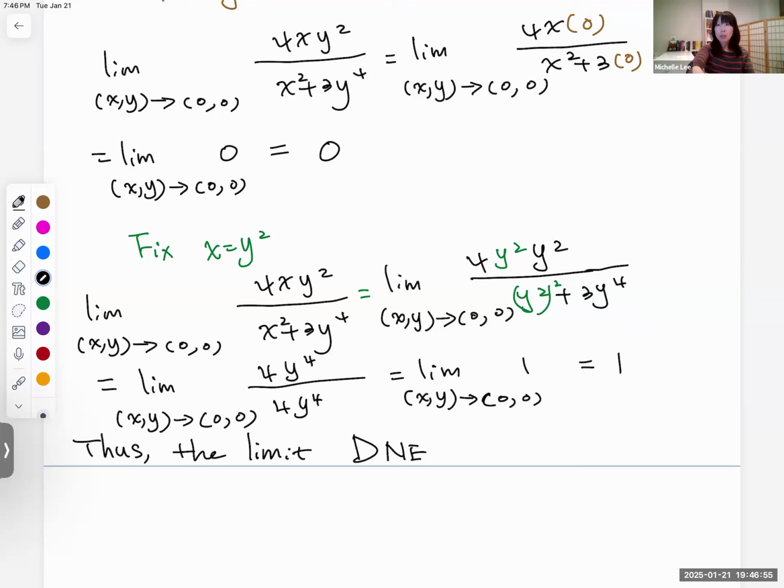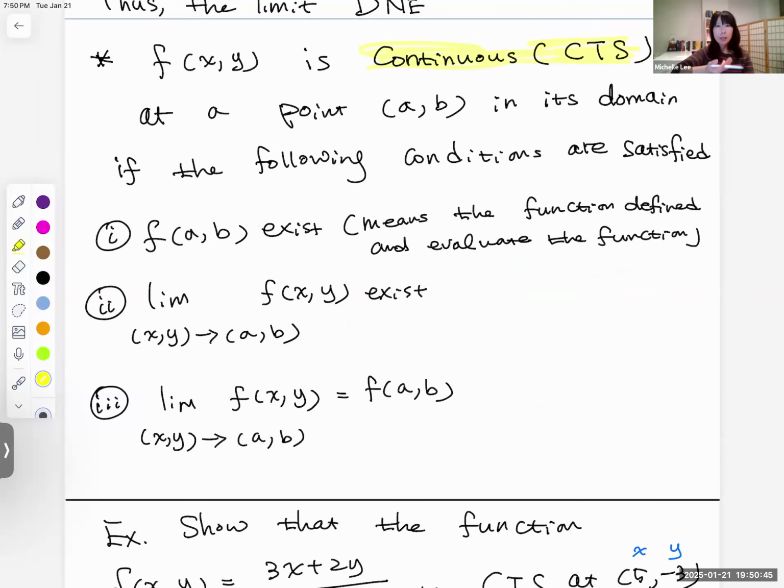Okay, let's talk about continuity at a point. Earlier, in Calculus 1, I introduced continuity at x equal to a. In this case, the point (a, b) is indicated as x, y, so we talk about the domain. The point must be in the domain. We have three conditions, exactly the same concept as Calculus 1. The only difference is we add y.